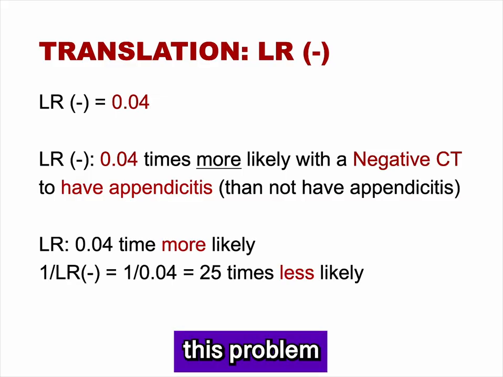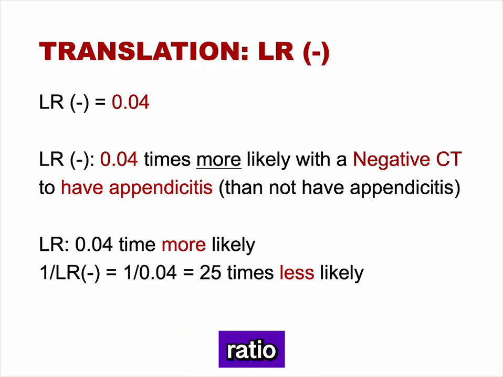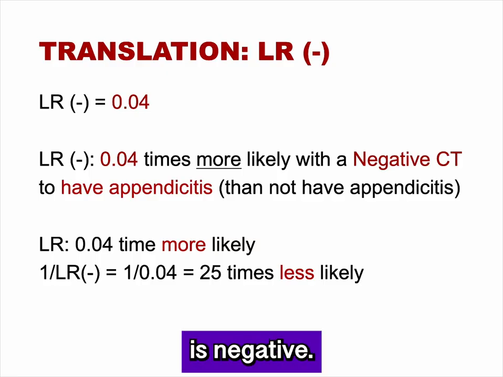I get around this problem by taking the inverse of the likelihood ratio of a negative test. In this example, it is 1 divided by 0.04, which equals 25. 0.04 times more likely becomes 25 times less likely. I can now directly compare the two likelihood ratios. A likelihood ratio of 45 is greater than a likelihood ratio of 25, so the CT scan is a better test when it is positive than when it is negative.